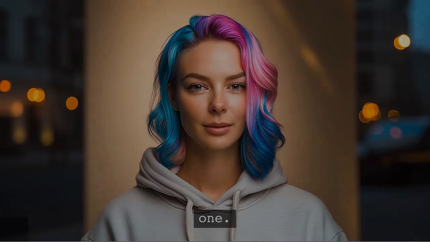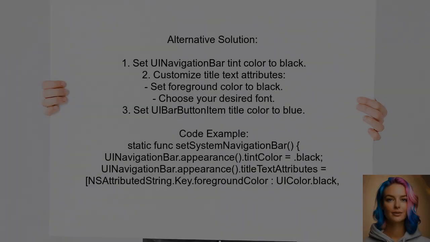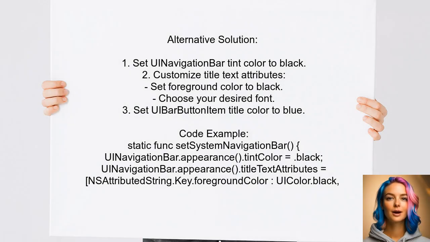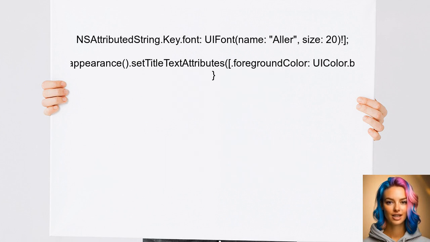Let's explore another one. An alternative solution from another user suggests modifying the appearance of the navigation bar directly. They recommend using the UINavigationBar appearance proxy to set the tint color to black and customize the title text attributes.